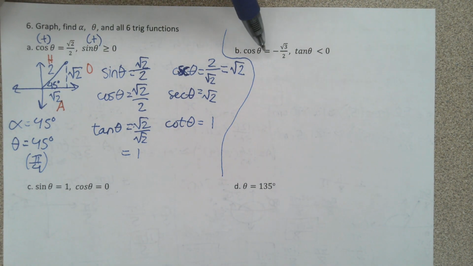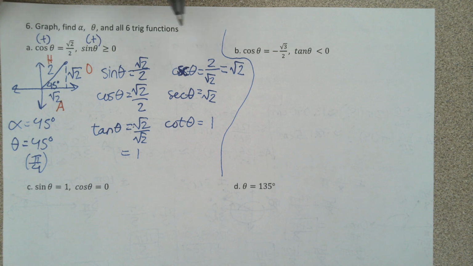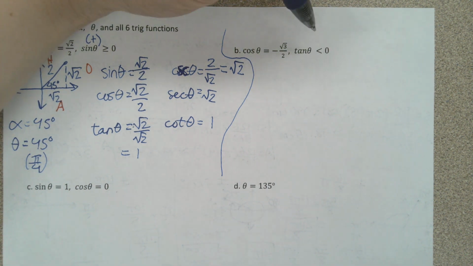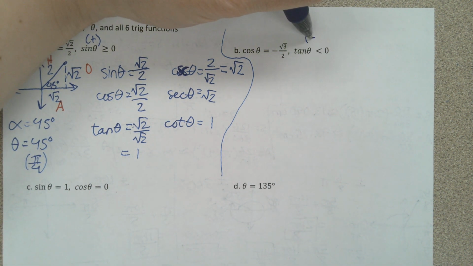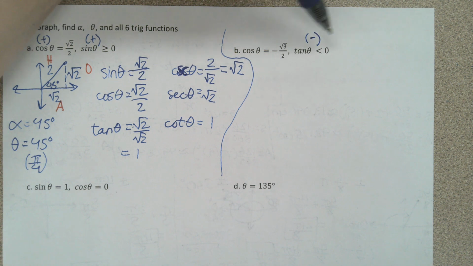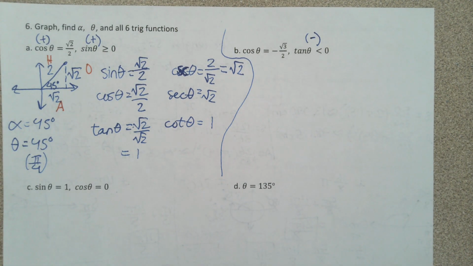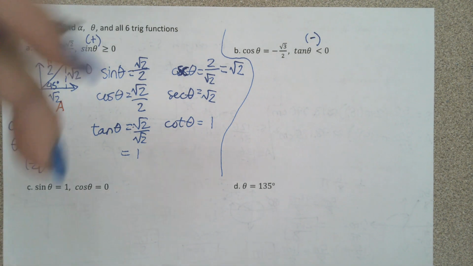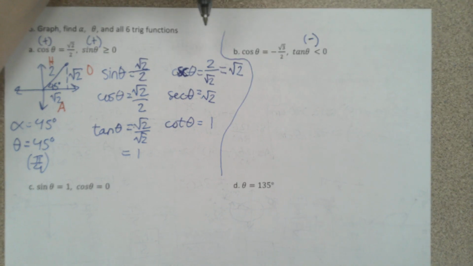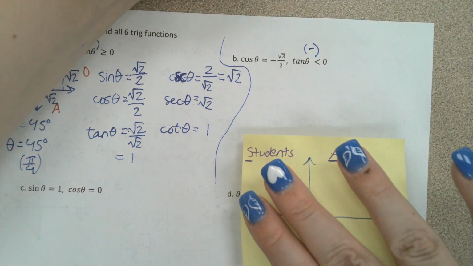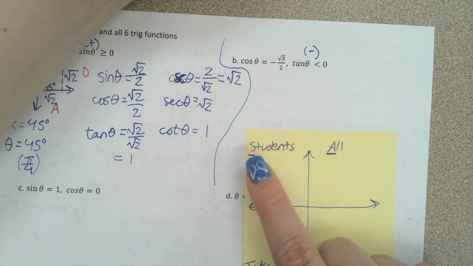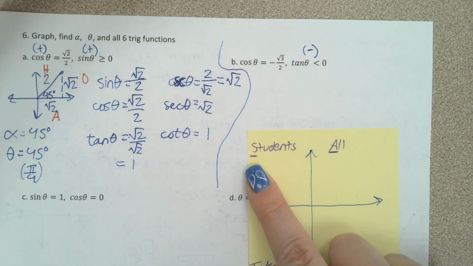B, cosine of theta equals negative rad 3 over 2, where tangent is less than 0, so tangent is negative. So here cosine and tangent are negative. There's only one place where they are both negative, and that is when the third function, sine, is positive. Sine is positive in the second quadrant.